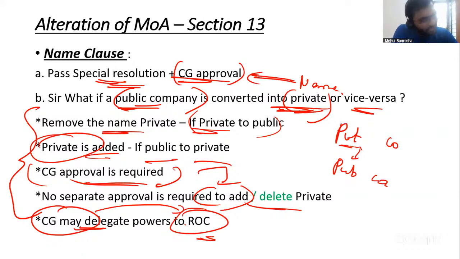This is about your name clause. Crystal clear with the concept, everyone? Understood the concept of name clause alteration? Yes. Next, let's go ahead with object clause.